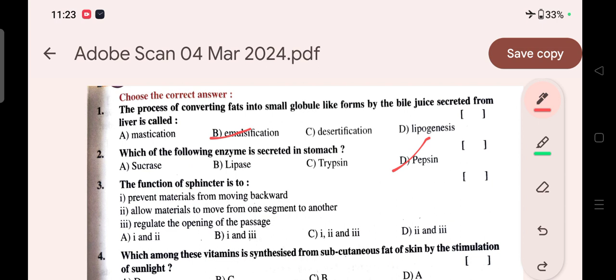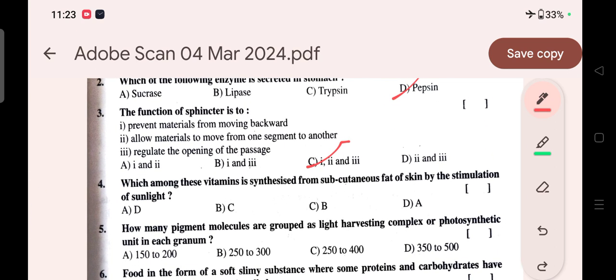Function: prevent the materials from moving back, allow the materials to move from one segment to another, regulate the opening of the passage. All are correct. Option C is the correct answer.